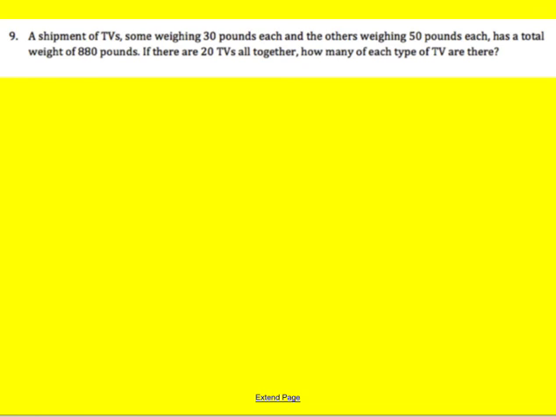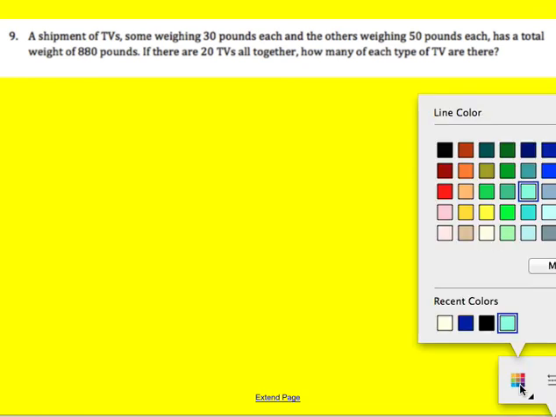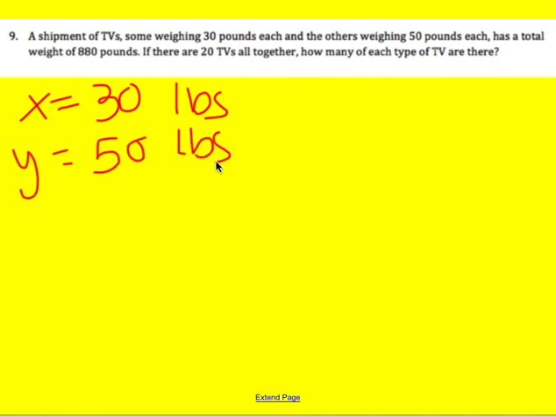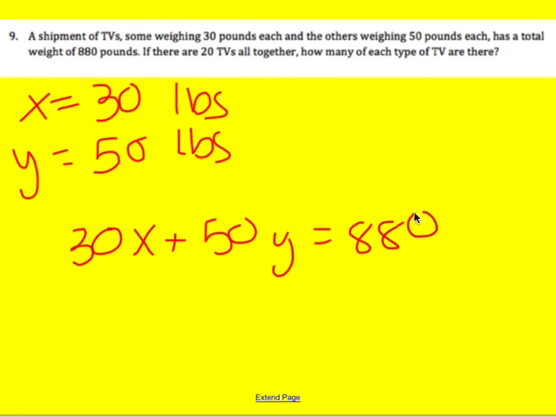A shipment of TVs, some weighing 30 pounds each, the others weighing 50 pounds each. So I'm going to let X represent the 30-pound TVs, and I'm going to let Y represent the 50-pound TVs. Together they have a weight of 880 pounds. So for every X TV that we have, it's 30 pounds. For every Y 50-pound TV we have, it's 50 pounds. And that needs to add up to 880 pounds. There's 20 TVs together, so the number of 30-pound and the number of 50-pound needs to add to 20.